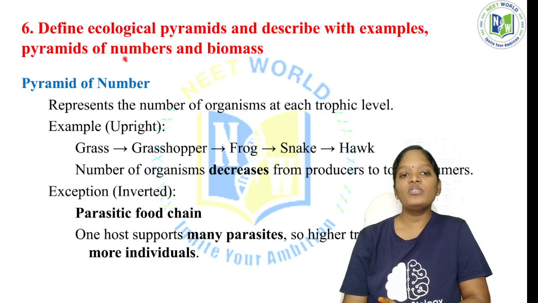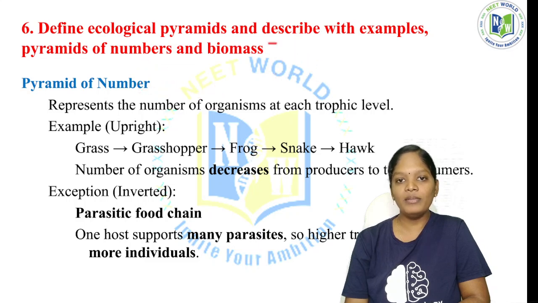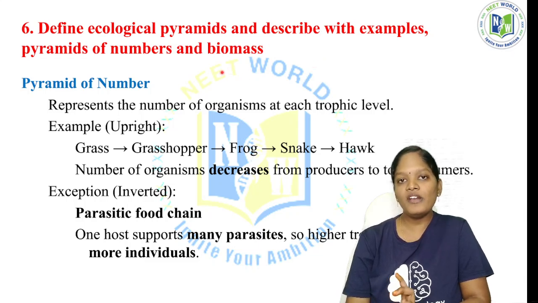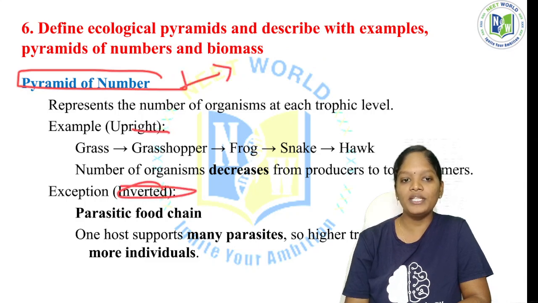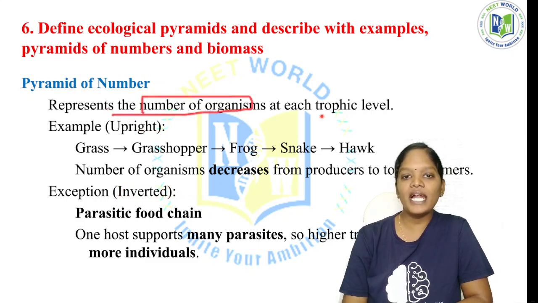Okay, so just the opposite. The producer will be 100, the secondary consumer will be 500, and the third trophic level will be 1000. So based on the pyramid of numbers, this will be the scenario, which means the producers will be 100, the second trophic level will be 500, and the third trophic level will be 1000. So based on the pyramid of numbers, we can say whether it will be upright or inverted.